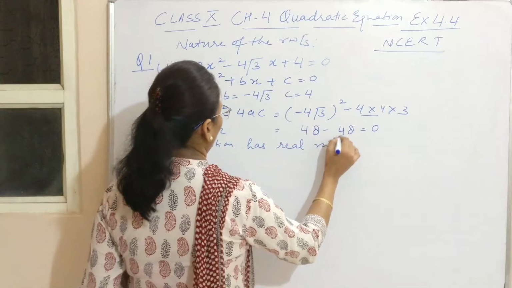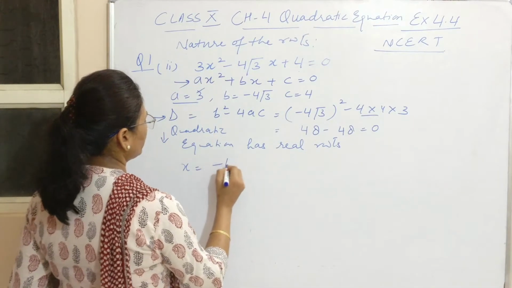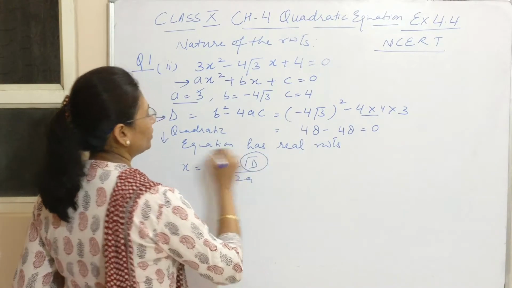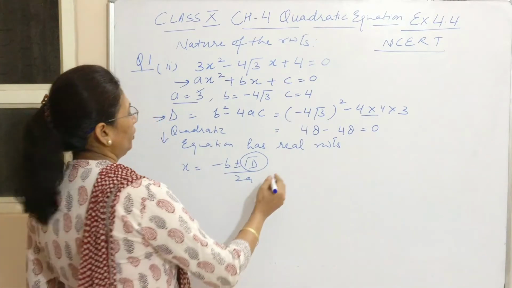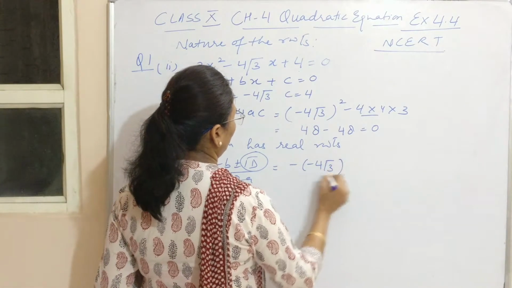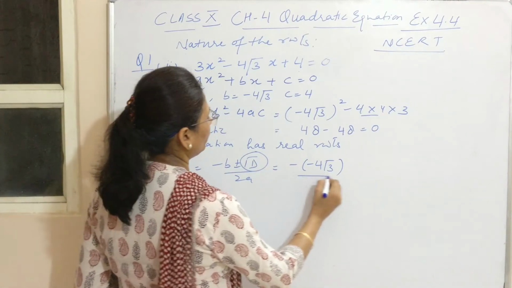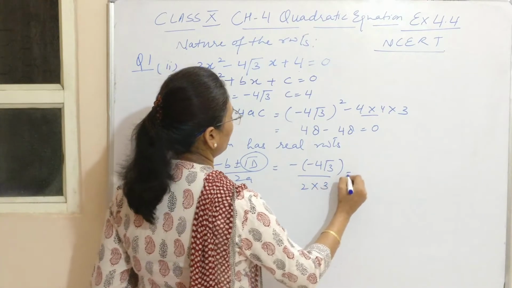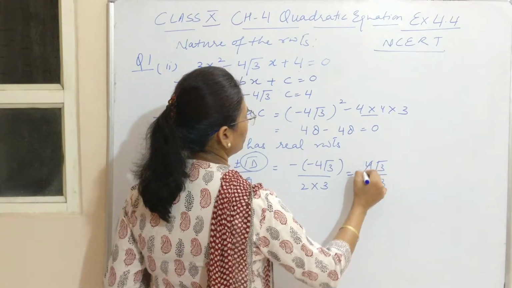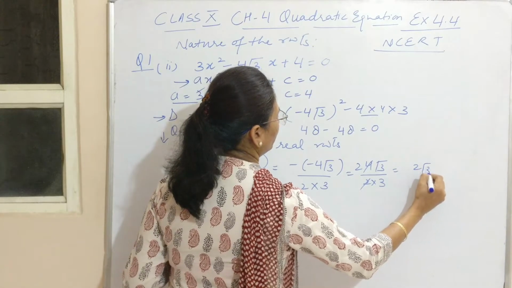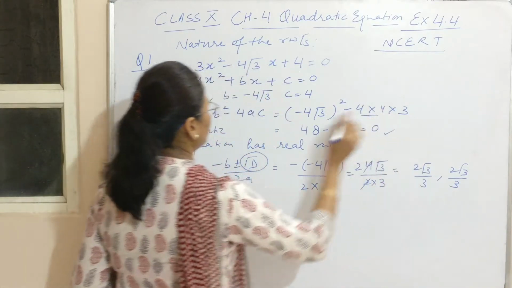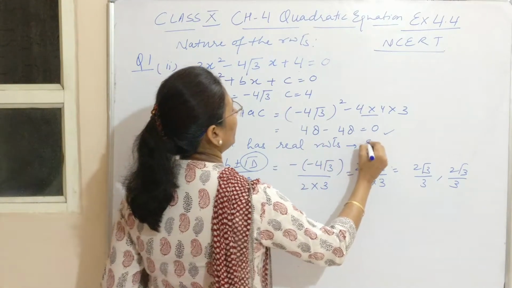Now we'll find out the value. x is equal to minus b plus minus root d upon 2a. As far as the root d term is concerned, this is equal to 0. So minus of b is plus 4 root 3. This is 0, so I am not putting any value. 2 times a is 2 into 3, so that is 2 root 3 by 3. We'll have another value also coming out the same, because d equal to 0 means it has real and equal roots.